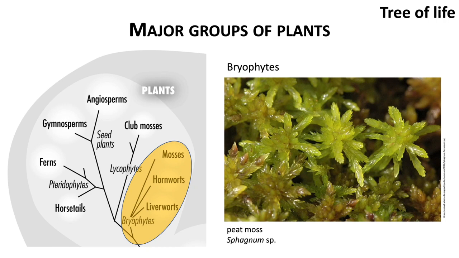Shown here is peat moss. With its excellent capacity to store water, it's used in garden soil mixes and has also been used in diapering babies by multiple indigenous groups.